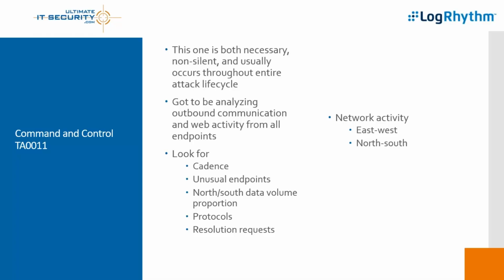Look at your north-south data volume proportion. Sometimes that can be a dead giveaway. Normally, HTTP traffic of typical web browsing is going to be mostly data coming down, not data going up. A reversal of that could either mean you're using some cloud application and that's legitimate, or it could mean that data is being exfiltrated.